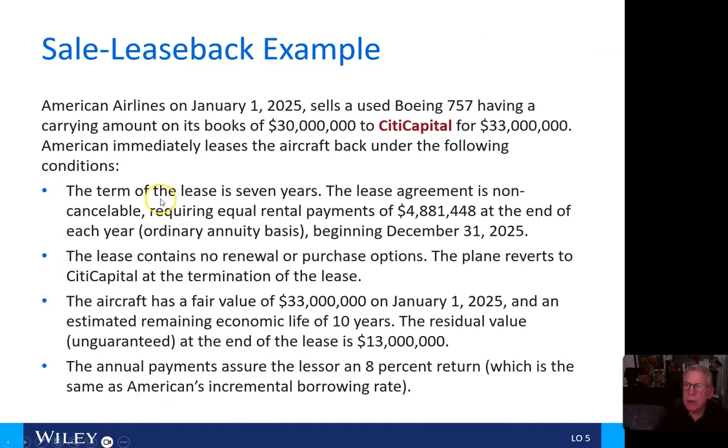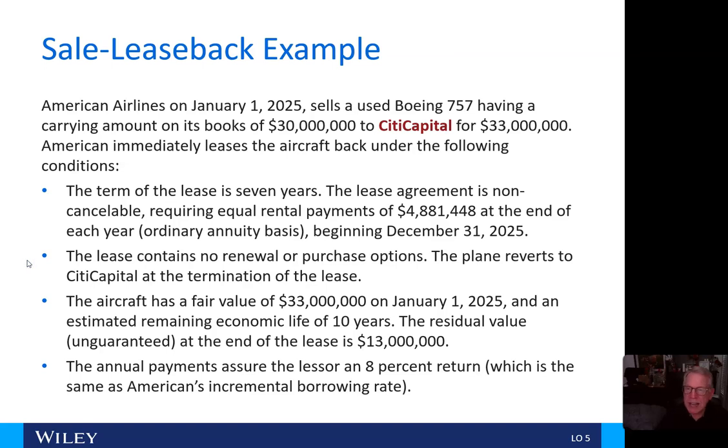Okay, in a sale-leaseback example, American Airlines on January 1, 2025 sells a used Boeing 757 having a carrying amount on its books of $30 million to City Capital for $33 million. American immediately leases the aircraft back under the following conditions. 1, the term of the lease is 7 years. The lease agreement is non-cancelable, requiring equal rental payments of $4,881,448 at the end of each year, ordinary annuity basis, beginning December 31, 2025.